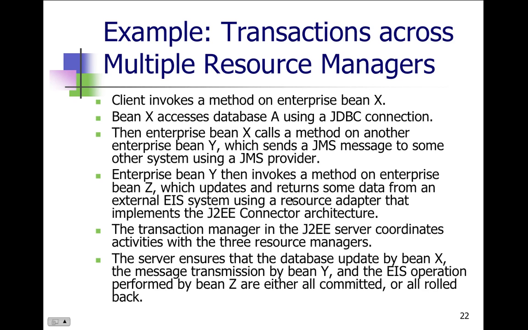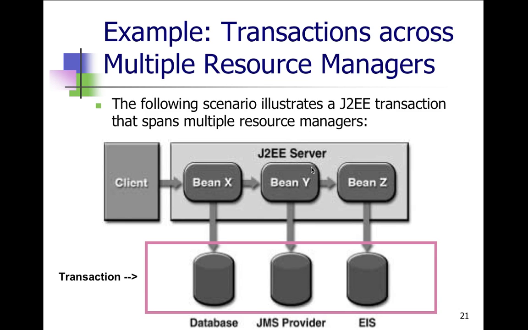Enterprise bean Y then invokes a method on the enterprise bean Z, which updates and returns some data from an external EIS system, enterprise information system, using a resource adapter that implements the J2EE connector architecture. And then the transaction manager in the J2EE server coordinates the activities among all three of the different resources. So the job of the transaction manager is to control communication and the transactions that are occurring between all of the different resources. And you're probably wondering, well, wouldn't it be easier to just make it into one?